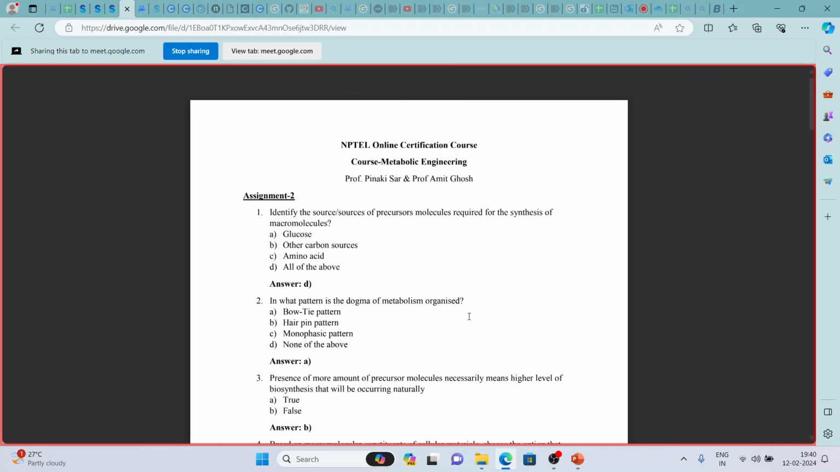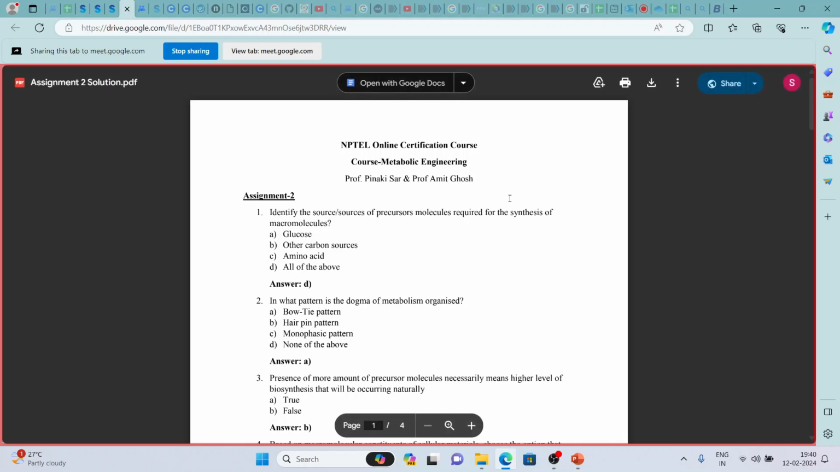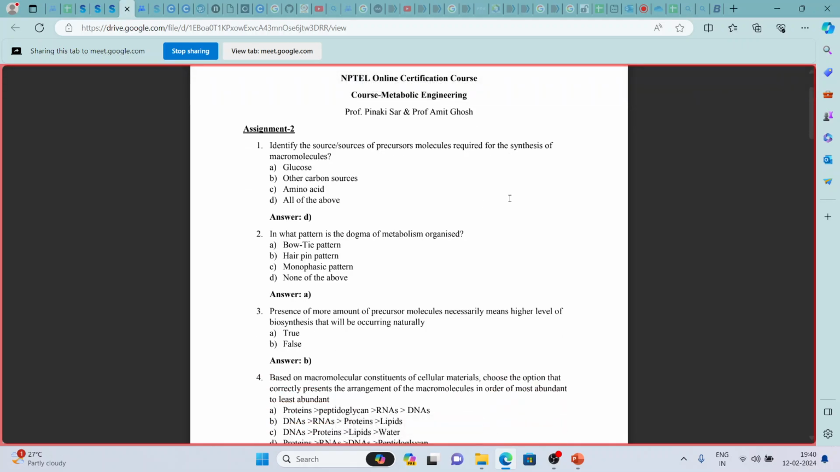Yeah, so now we'll be discussing week two's assignment problems. Identify the source or sources of precursor molecules required for the synthesis of macromolecules. Option A, glucose. Option B, other carbon sources. Option C, amino acid. And option D, all of the above.